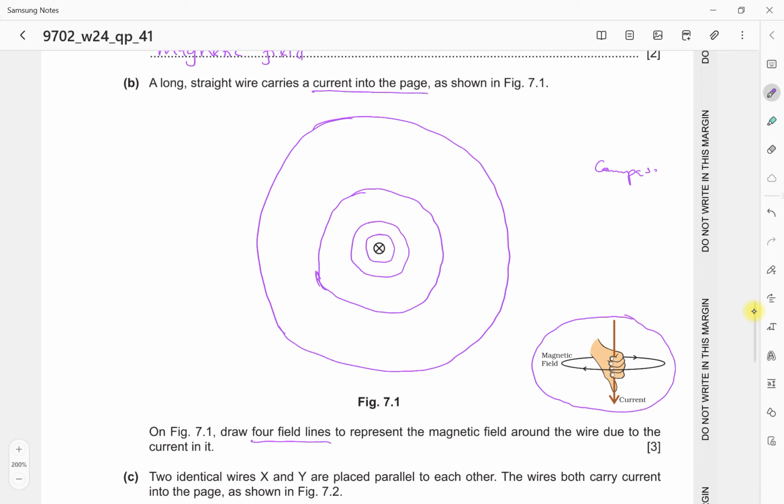Then using the right hand grip, the thumb points in the direction of the current. So the thumb is pointing onto your paper, which you have placed on the table. Folding your fingers, you notice that the fingers fold in a clockwise direction. So the magnetic field is in this direction, clockwise.